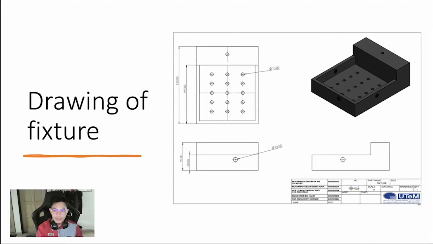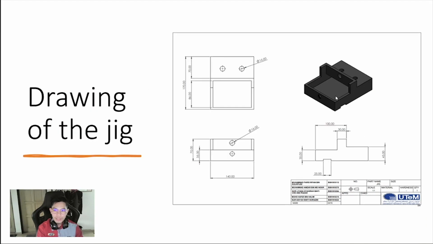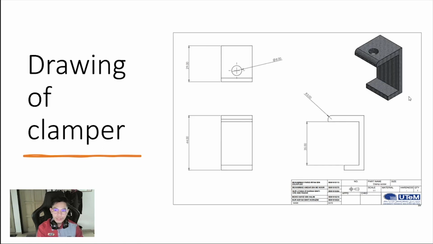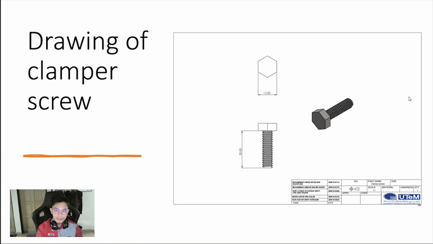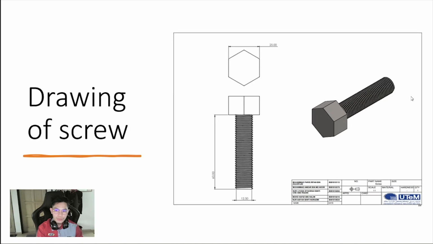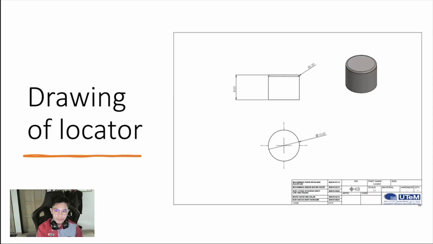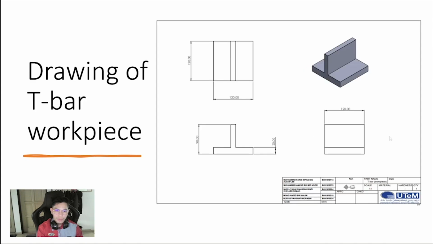Now in this slide, this is the drawing of the fixture, which has top view, front view, and side view. Same goes for the drawing of the jig, drawing of clamper, drawing of clamper screw, drawing of screw, drawing of locator. Now this is our drawing of the T-bar workpiece, which has 120 millimeter length, 120 millimeter width, and 90 millimeter height.